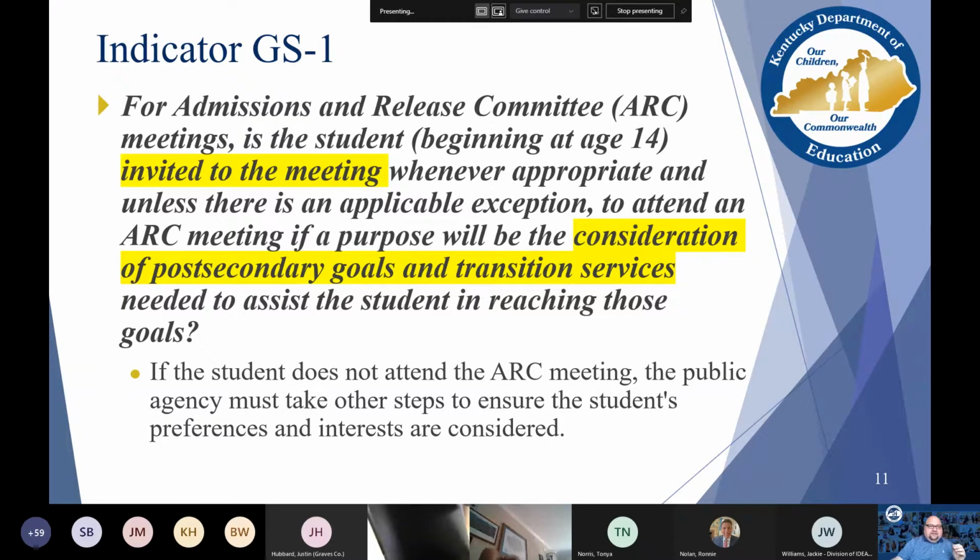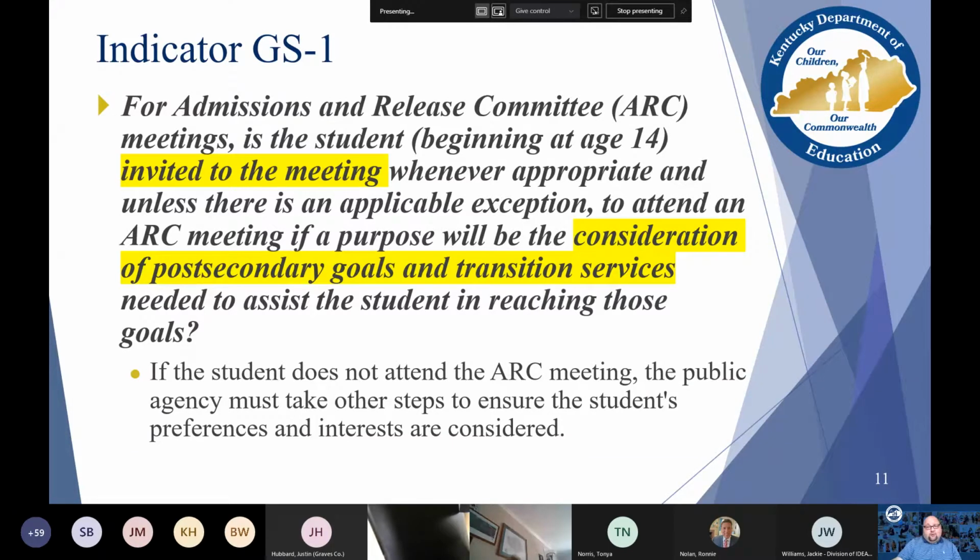For the ARC meetings, is the student beginning at age 14 invited to the meeting whenever appropriate, and unless there's an applicable exception, to attend if the purpose will be consideration of post-secondary goals and transition services needed to assist the student in reaching those goals? Notice there's a byline here. If the student does not attend the ARC meeting, the public agency must take other steps to ensure the student's preference and interest are considered.